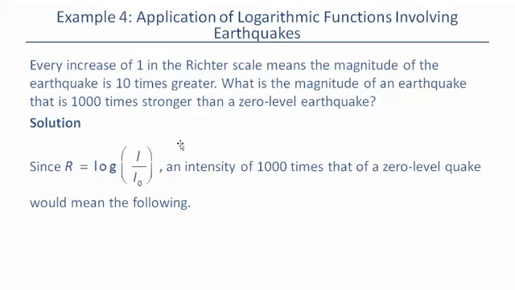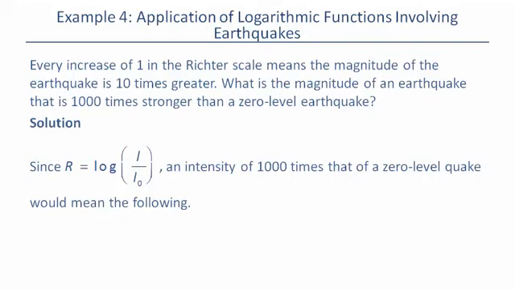Every increase of 1 in the Richter scale means the magnitude of the earthquake is 10 times bigger because we're on this log base 10 scale. All right, so keep that in mind. When you go from a 3.0 to a 4.0, a 4.0 magnitude earthquake is 10 times more intense than a 3.0.